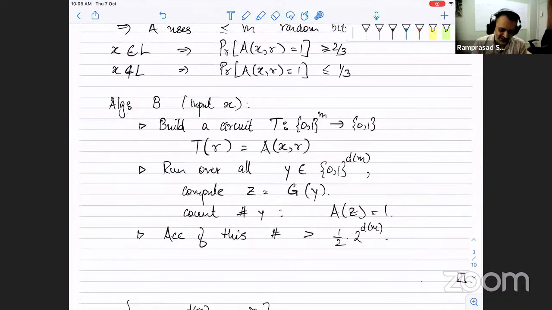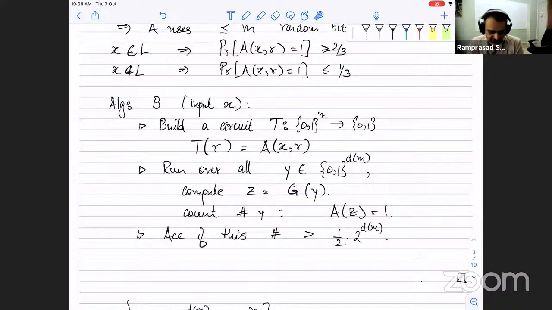It's basically what you expect. Run over all possible Y's, which are all possible seeds to the PRG, compute G on that seed. So it will give you some M length pseudorandom string. Run A on that pseudorandom string instead, and count how many of them result in A of Z equal to 1.